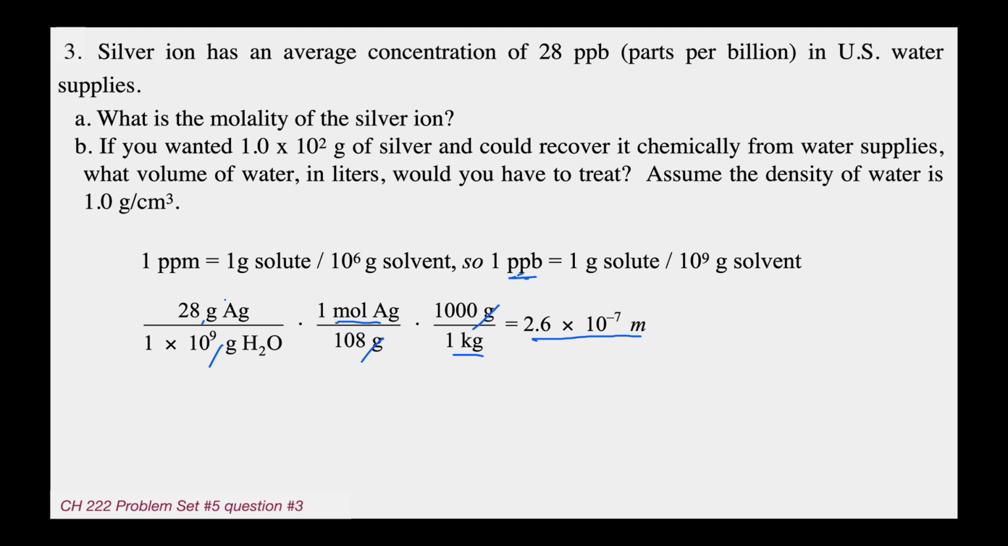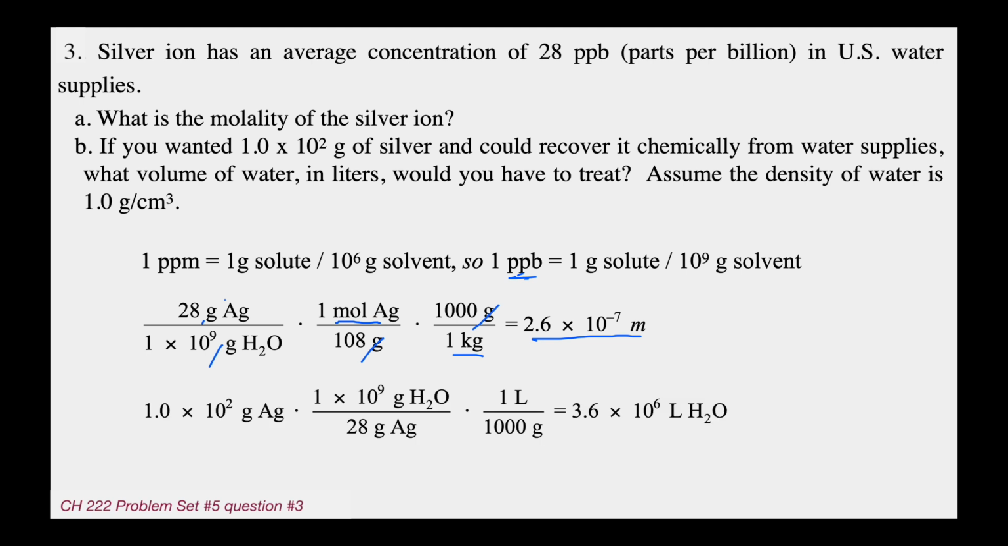Good to go. The second part says that we want to extract 1.0 times 10 to the second grams of silver. And how much water would we have to treat? Okay, well, 100 grams of silver, and what we can do is use that parts per billion. It's 28 grams of silver per 1 billion grams of water. And if you assume the density is 1.0 grams per centimeter cubed for water, that grams of water will equal milliliters of water. So there's 1,000 grams in 1,000 milliliters, and there's 1,000 milliliters per liter. This comes out to be 3.6 times 10 to the 6 liters of water.